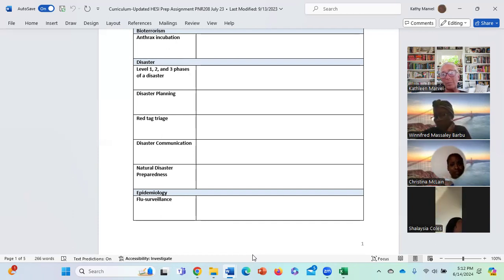Red triage tag. Well, maybe they're going to present different types of clients with different stages of injury or trauma, and you have to identify which would be a red tag. What is a red tag? The person has means of surviving. Say that again. The individual has means of surviving whatever the tragedy. Yeah.